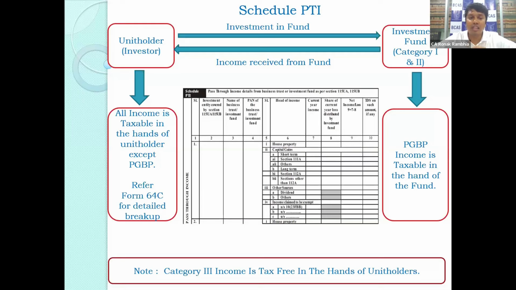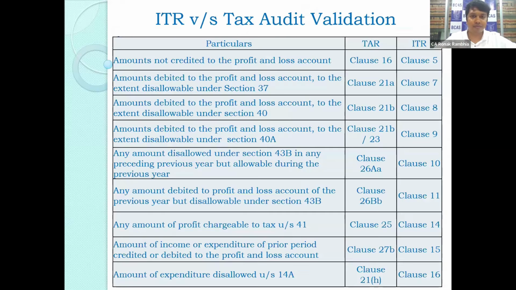So here there are 3 reportings. One is you will do in PTI, you will do in 26AS and in the TDS schedule, and also in the specific schedule, that is the house property, capital gain, other sources. You have to mention what income is from the pass-through, which is to be mentioned as pass-through income. Category 3 income is tax-free in the hands of the unit holder, so it has to be mentioned as exempt income over here.